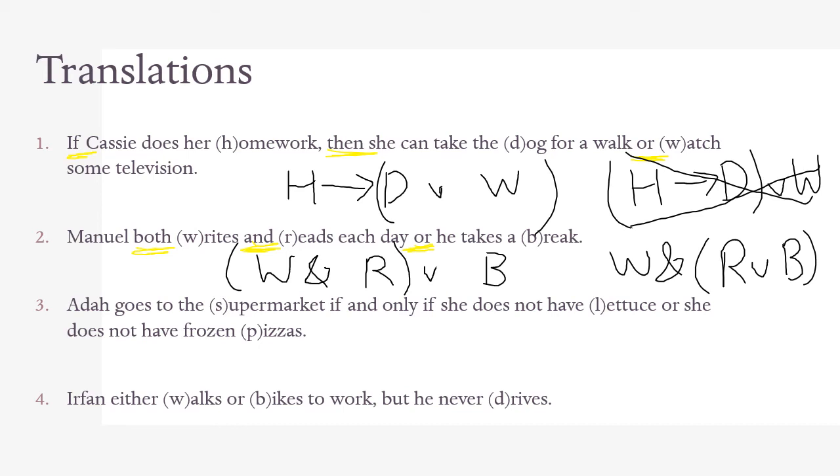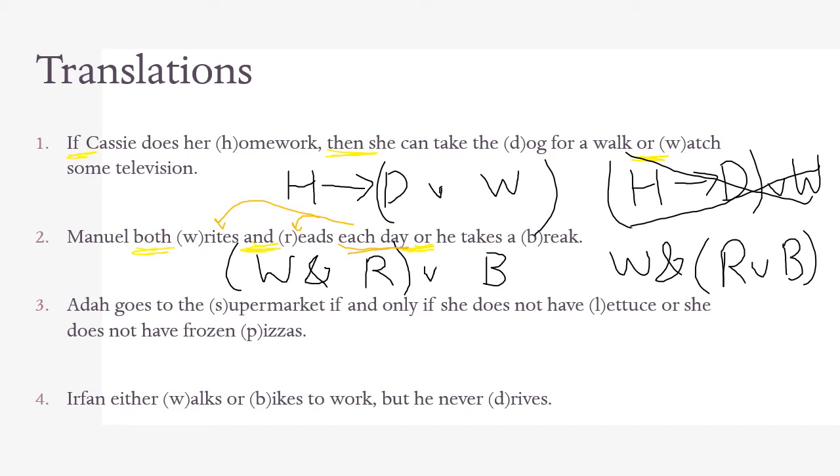That doesn't seem to capture what's going on in this sentence, especially since writes and reads is followed by each day. So it sounds like each day applies to both reading and writing. And so we would probably want to group those together. And then takes a break is off by itself, so we would probably keep that outside the parentheses and then put them together. So what we have here is not a conditional statement, but a disjunction.